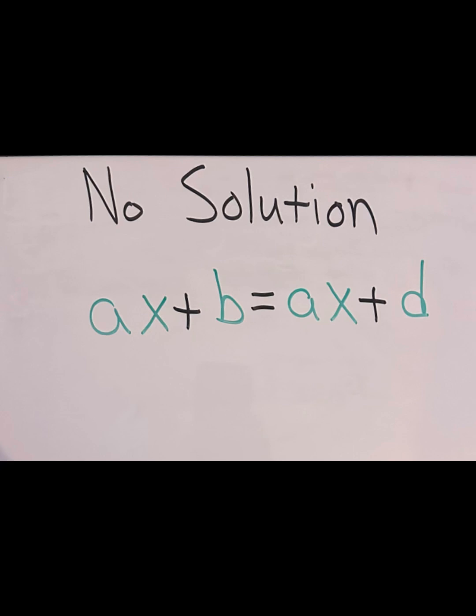Last, we have equations that have no solution. Now, if you notice, the variables are the same in these types of equations. The only difference is that these equations will have different constants. Now let's look at an example of each one of the solutions.